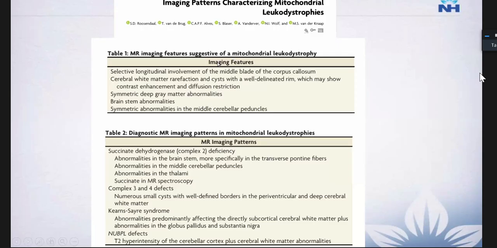And you must be aware about the Leigh series, which classically presents with central deep gray nuclei as well as brainstem abnormality. These are also considered a part of mitochondrial leukodystrophies. So this is a good article that if you're interested, you can go through. It is imaging patterns in characteristic mitochondrial leukodystrophy, which was published, I think, in 2021 or 22, not 2002. I'm not right now remembering the year, but that's a good article to show when to suspect mitochondrial leukoencephalopathy.